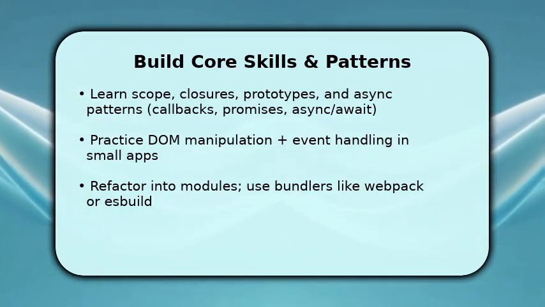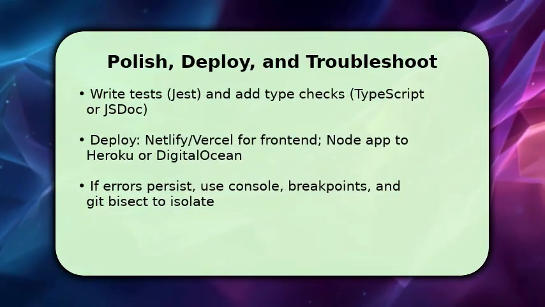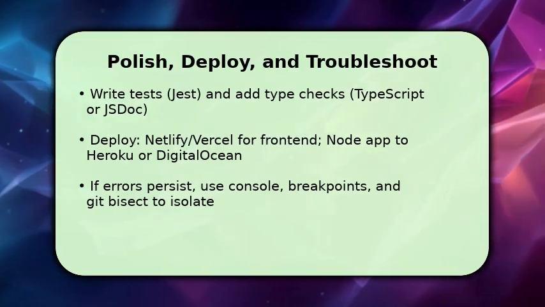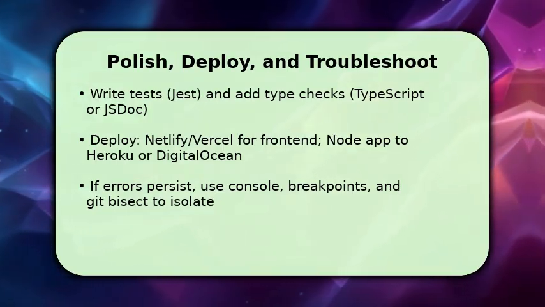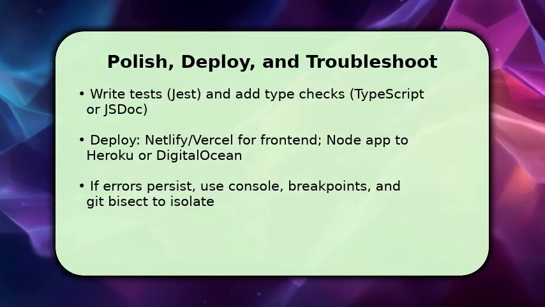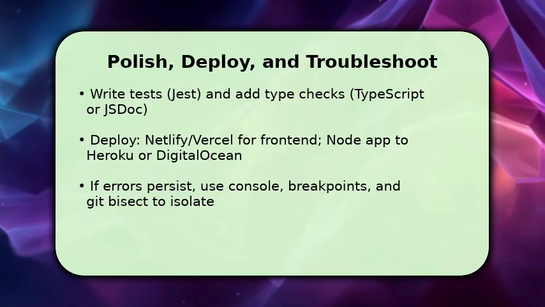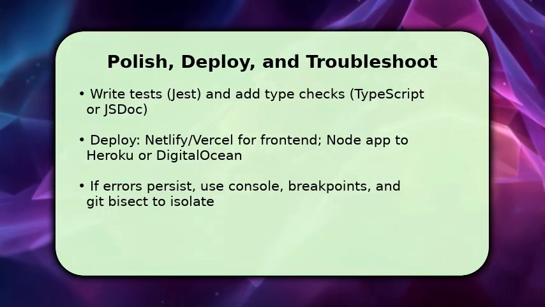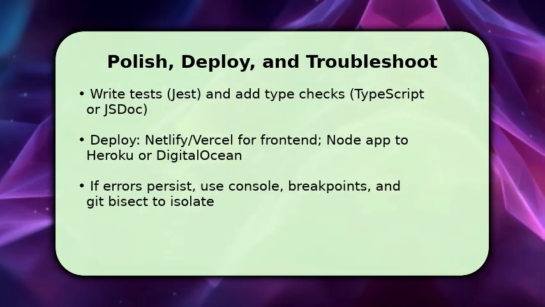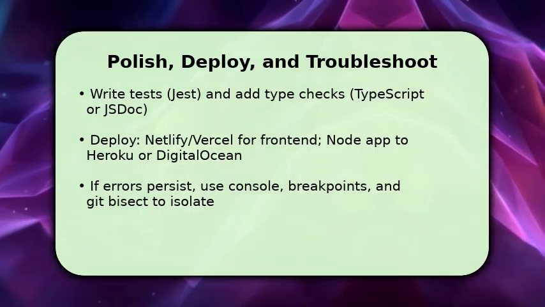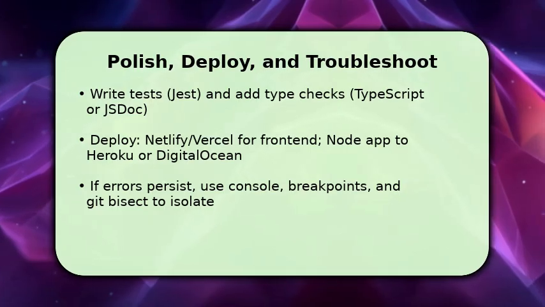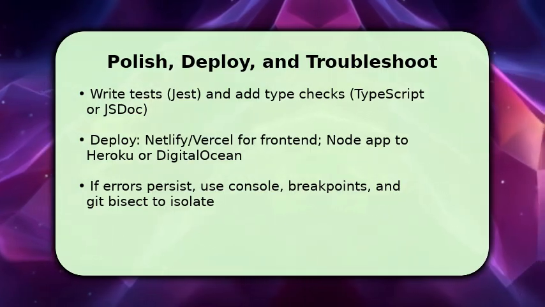This is how you manage complexity. You finish by hardening and shipping. Add tests with Jest and introduce TypeScript or JSDoc for clearer contracts. Once done, configure CI and deploy the frontend to Netlify or Vercel and a Node backend to a simple host. Make sure to monitor logs and add source maps for production debugging. If something breaks, narrow it down with console logs, browser breakpoints, and git bisect to find the offending commit. That single troubleshooting approach saves hours.